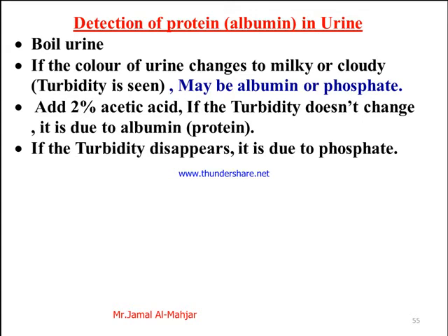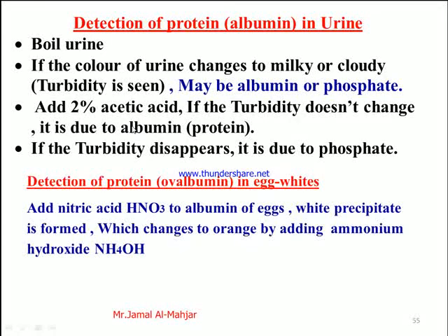Now we have the experiment for detection of proteins in your urine. The protein in urine is called albumin. So we have to boil your urine. If the color of urine changes to milky or cloudy, it means turbidity is seen. Maybe you have albumin or phosphate. Then add 2% acetic acid. If the turbidity doesn't change, that means it is due to the albumin.